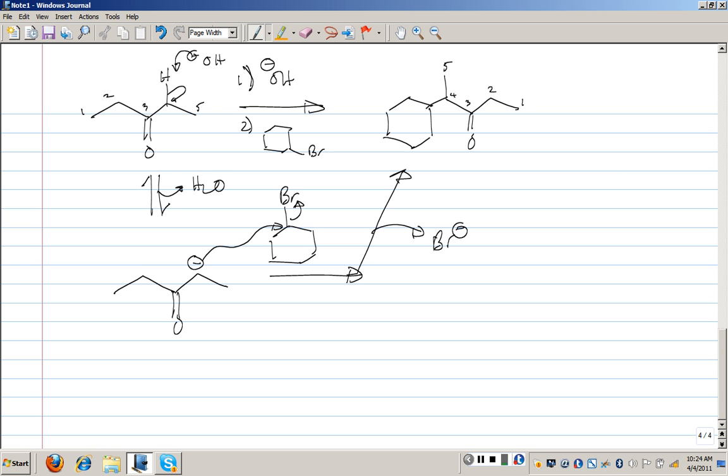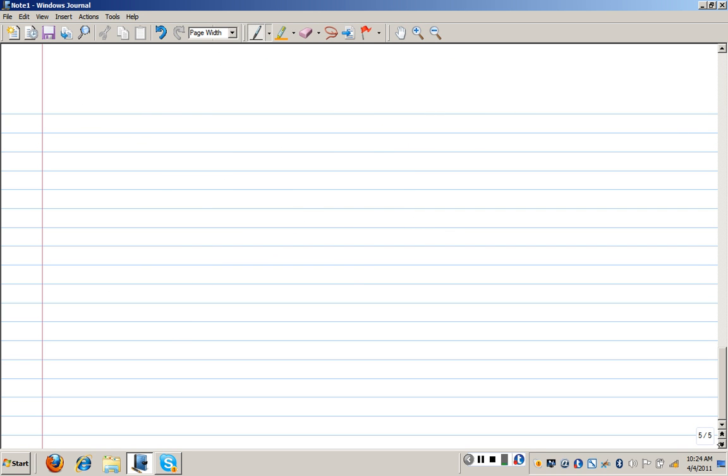Okay, let's do one more, and let's try this reaction. If I treat this compound with H3O plus, what I end up with is this compound. So let's write a curved arrow mechanism for that reaction.